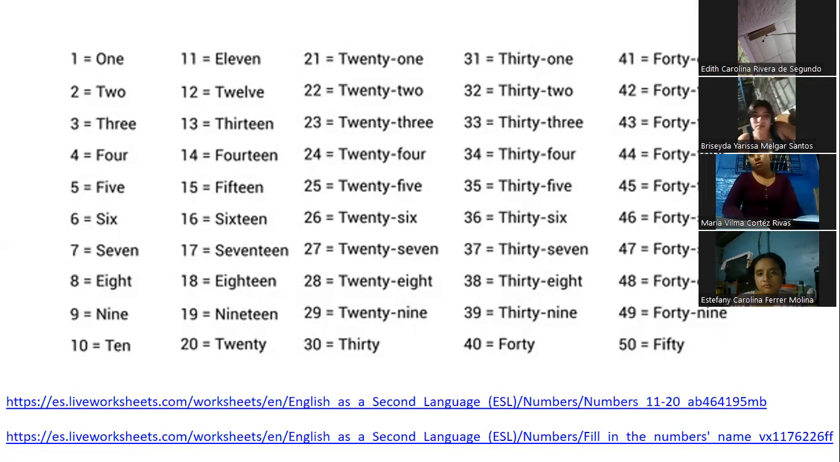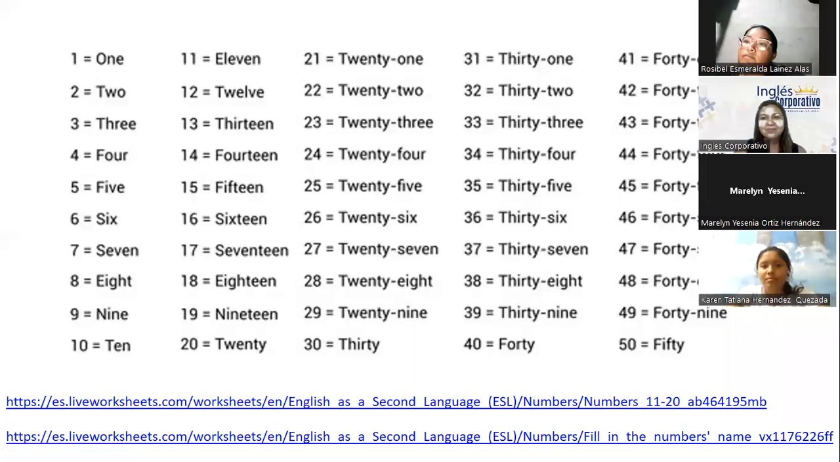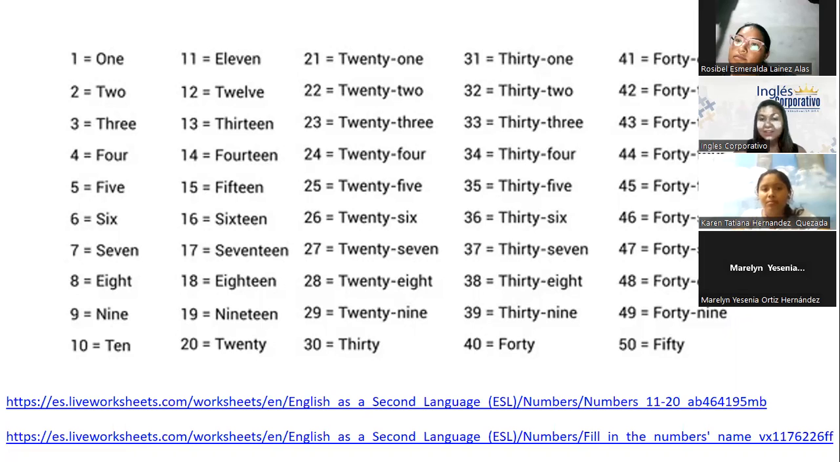Thank you. Dolores, 31 to 40. Forty-one, 42, 43, 44, 45, 46, 47, 48, 49, 50. Thank you, Dolores. You skipped ahead, Dolores. Who can read from 31 to 40? 31, 32, 33, 34, 35, 36, 37, 38, 39, 40. Thank you, Marilyn.